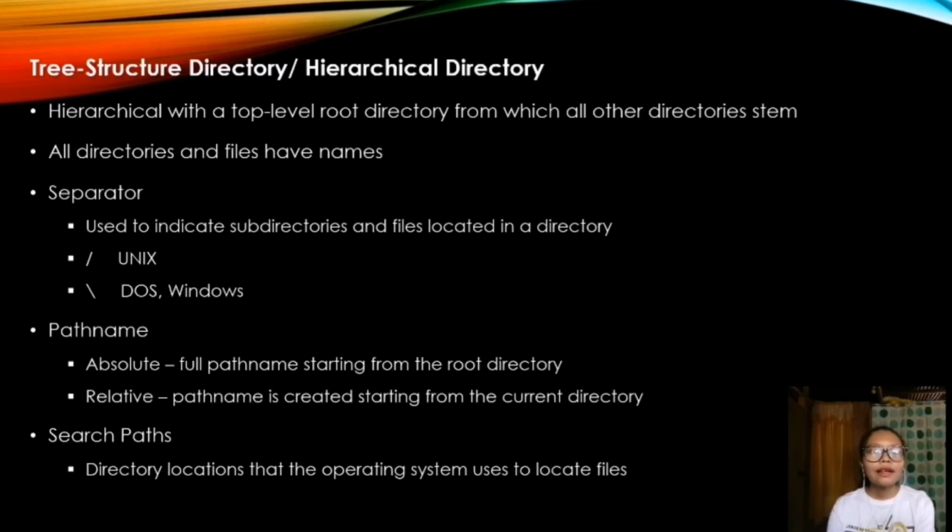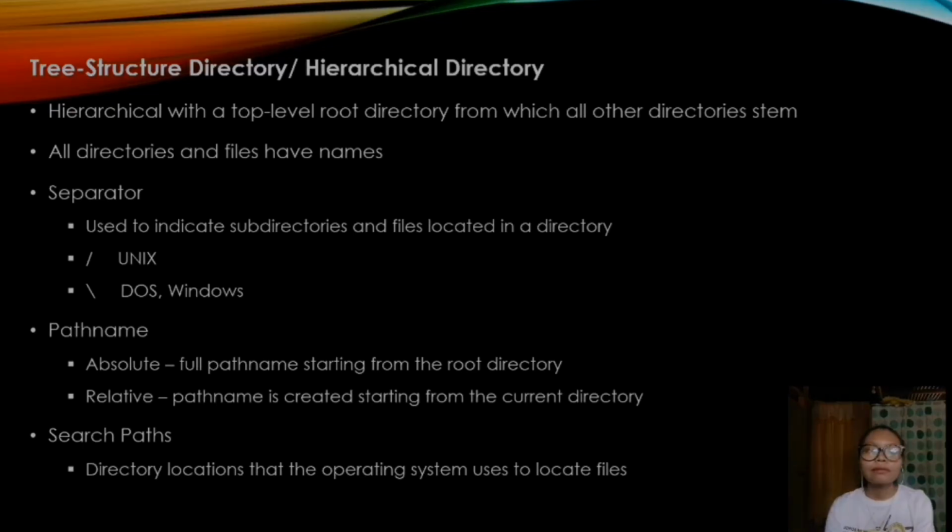Path name has two types, which are the absolute and the relative. Absolute is defined as the full path name starting from the root directory, while the relative is defined as the path name that is created starting from the current directory. And lastly, the search paths. It is where the directory locations that the operating system uses to locate files.